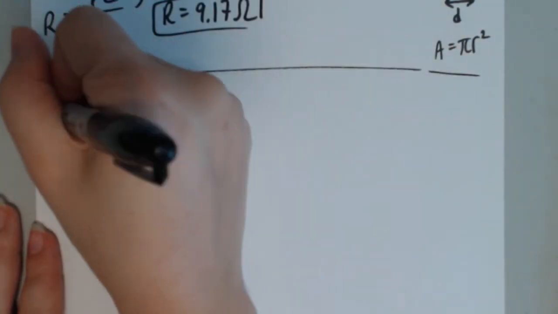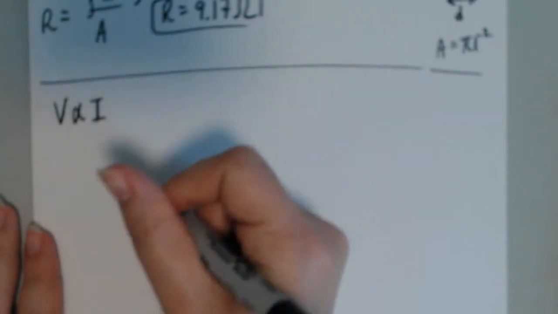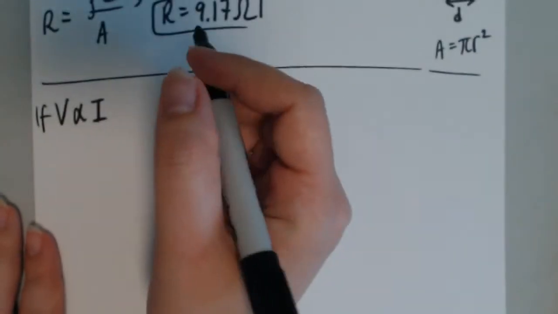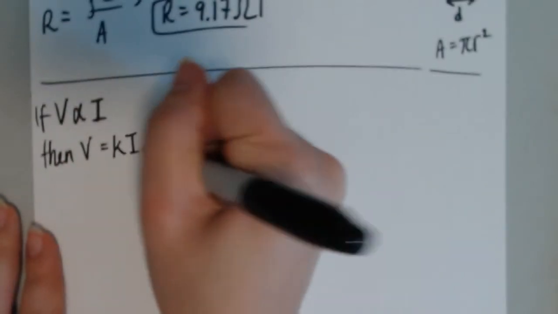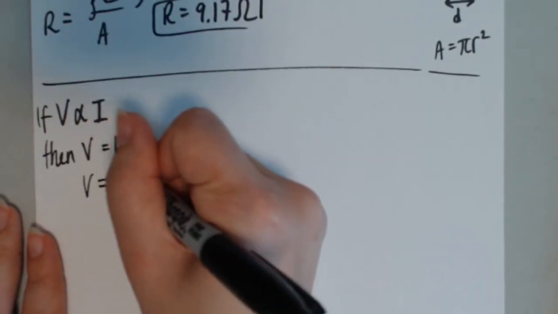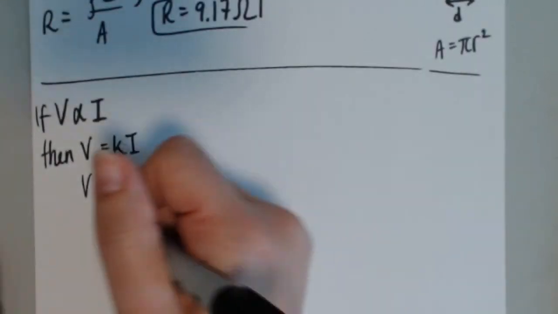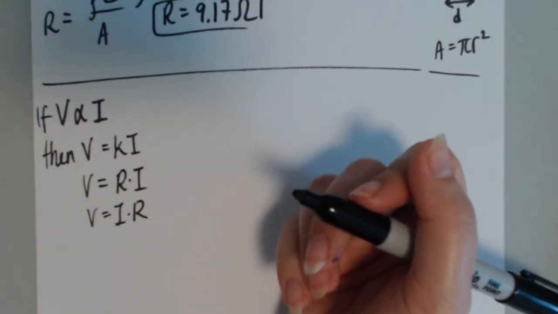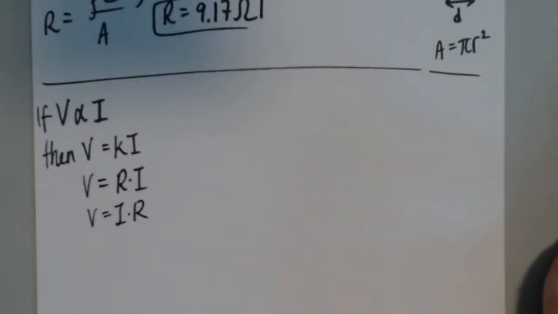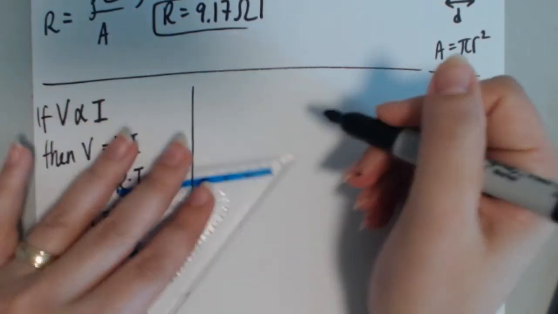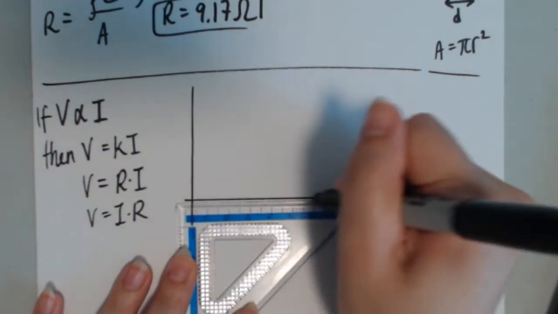Okay, so we said that V is proportional to I. The potential difference or voltage is proportional to the current. So if V is proportional to I, then V is equal to a constant times I, except we just happen to find out that that constant is the resistance. So V is equal to R times I, or as it's usually written, I times R. Doesn't matter, multiplication is commutative. So what that means is if I actually want to draw a graph, and we did this already, so hopefully this part is a review for you.